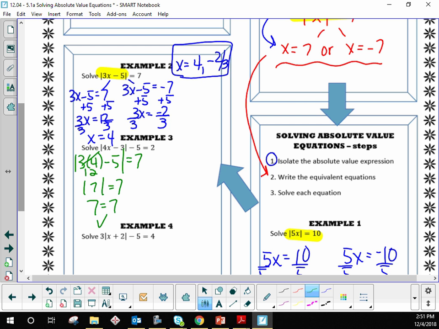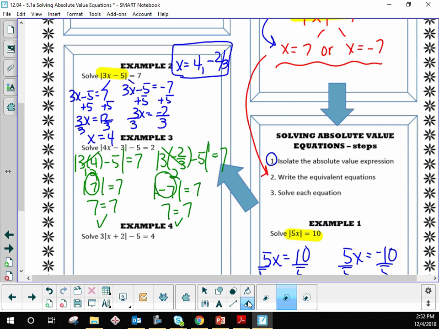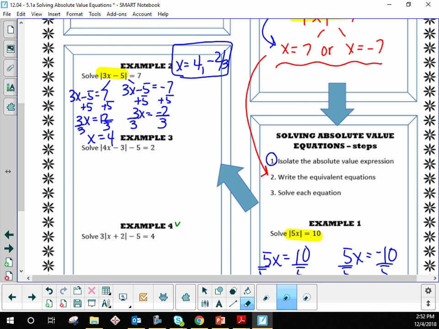If you plugged in negative 2/3 to the original equation, 3 times negative 2/3 is negative 2. Negative 2 minus 5 is negative 7. And absolute value of negative 7 is 7. So that would check. One solution gives you positive 7. The other solution gives you negative 7. Because those are the two values that would equal 7 on the right-hand side. So if you ever feel like you did your problem wrong, that's how you would check it out.